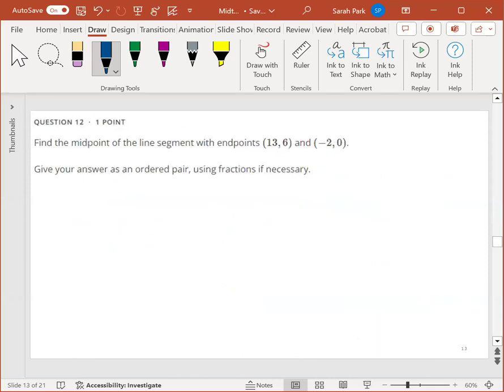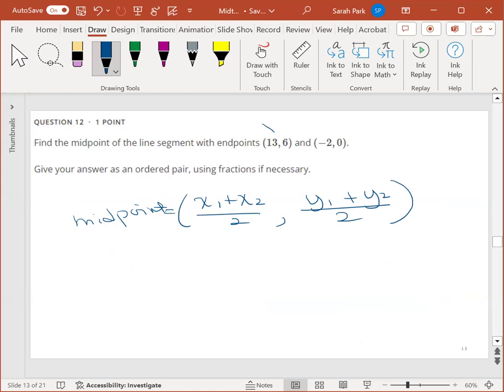Number 12, we want to find the midpoint of the line segment with endpoints (13, 6) and (-2, 0). So I guess we would need the midpoint formula, and that's you add the x1 plus x2 and you divide by 2. The y value is going to be the sum of the y values, and you divide by 2. I'll go ahead and label this x1, y1, x2, y2. Okay, so let's plug it into the midpoint.